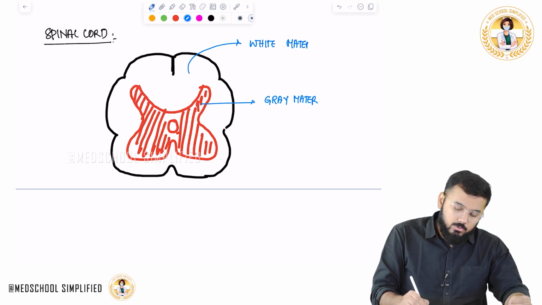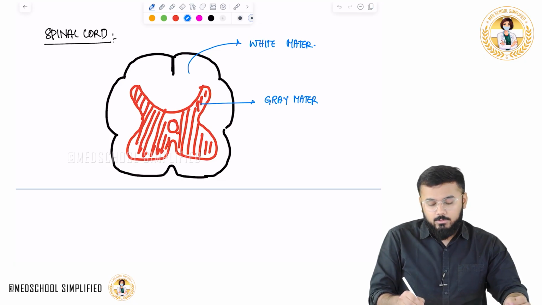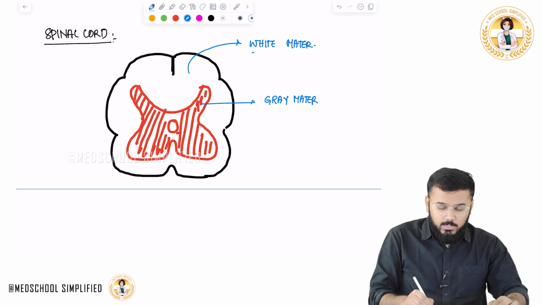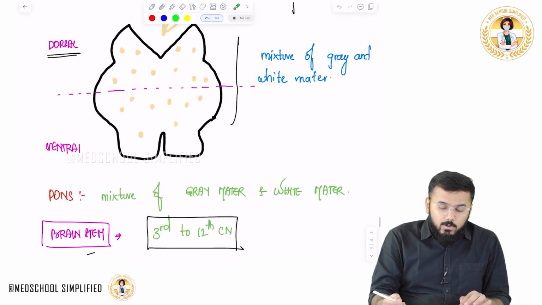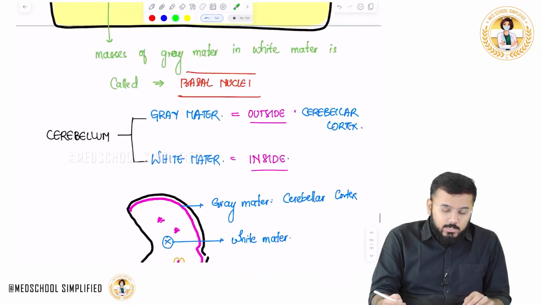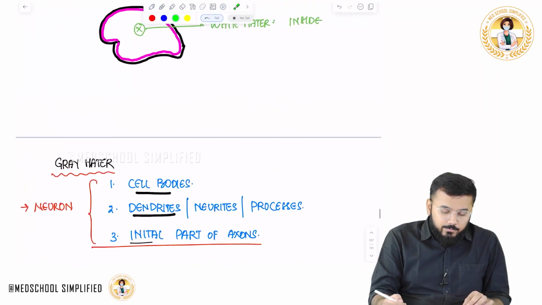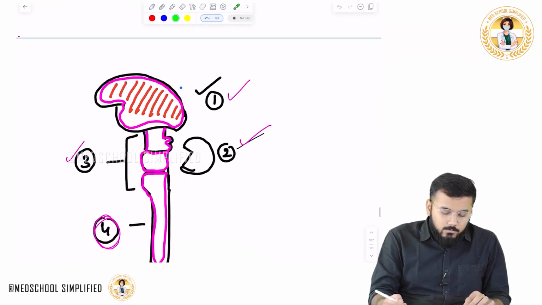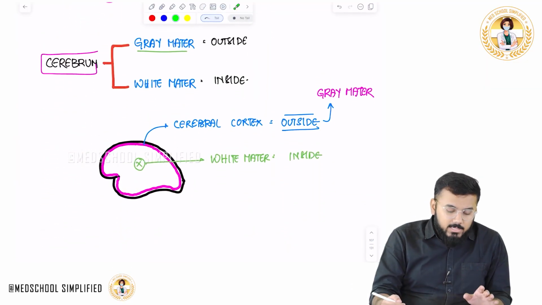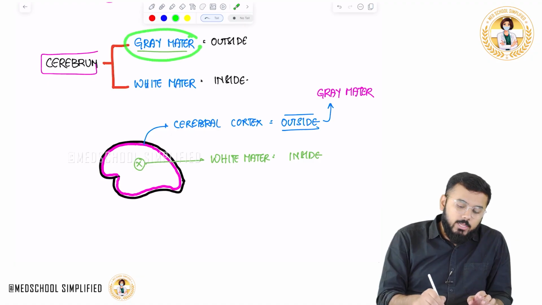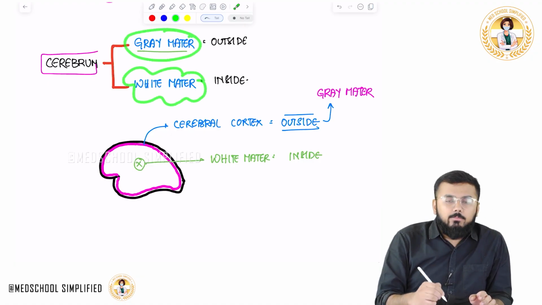Outer white part is called your white matter. So this is the arrangement which you see in the case of your spinal cord, right? So overall guys, what are the things we have just discussed? Let us repeat it once again. Here we started a discussion with the cerebral hemispheres. In the cerebrum, we discussed that there is outer gray matter and inner white matter.